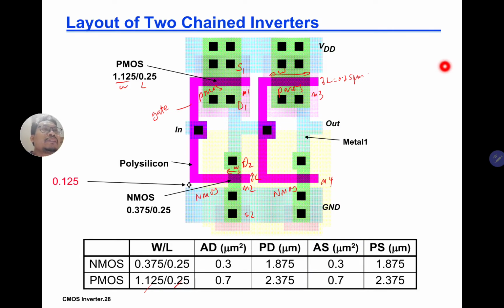So how do we control it? Just by different drawing, bigger size drawing. We're going to extract it into a SPICE netlist, for example, and then the SPICE netlist will show the dimensions according to our drawing.